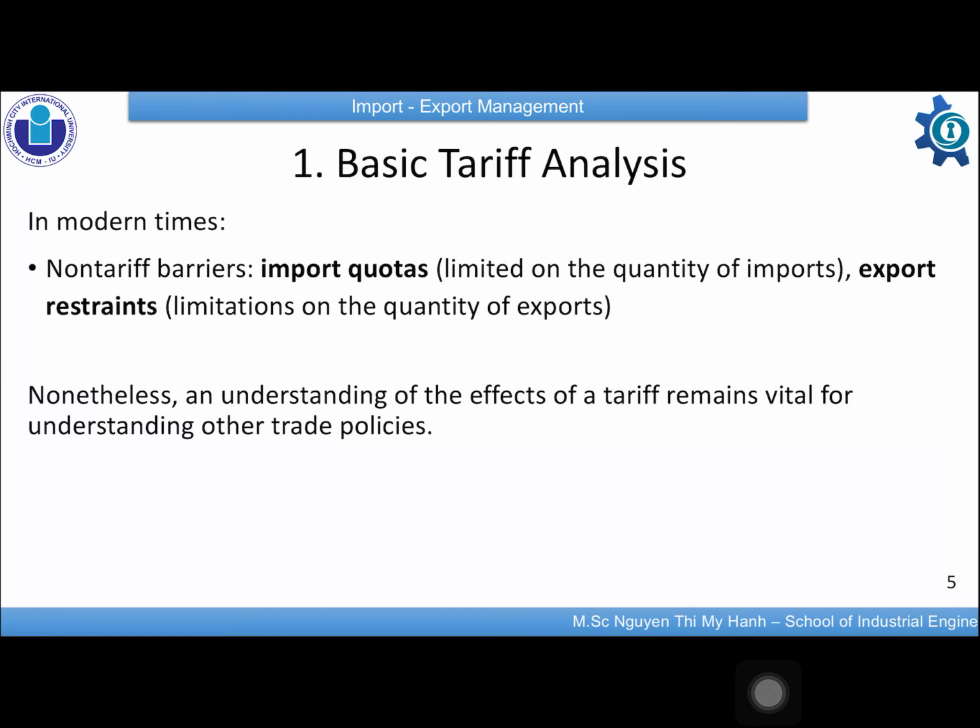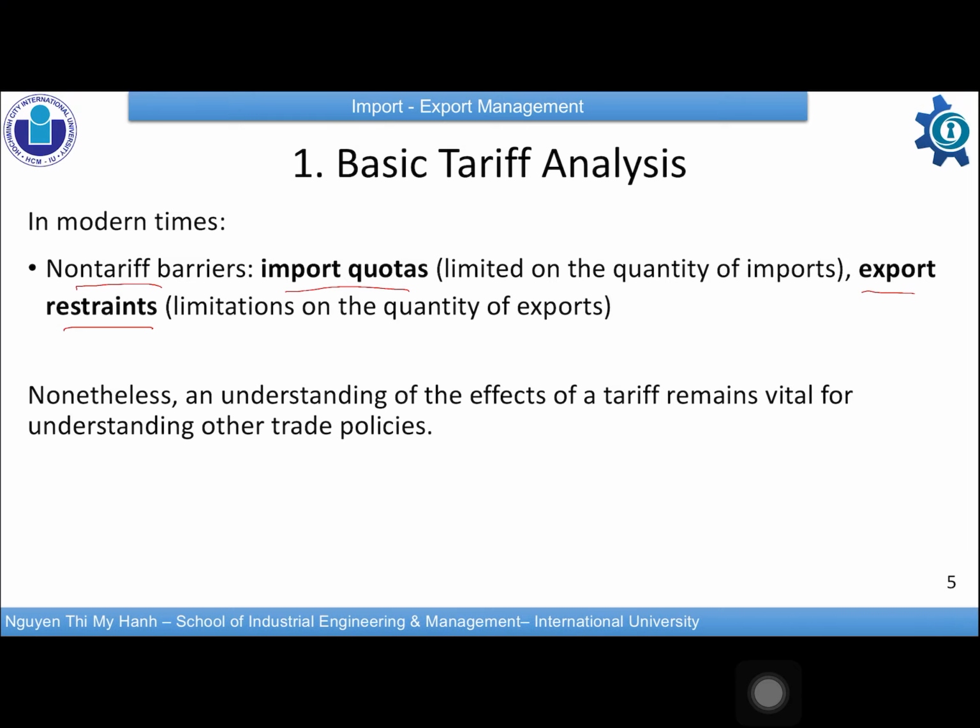However, in modern times, the importance of tariffs has declined because modern governments usually prefer using non-tariff barriers, for example, import quotas and export restraints. So what are import quotas? They are limits on the quantity of imports.